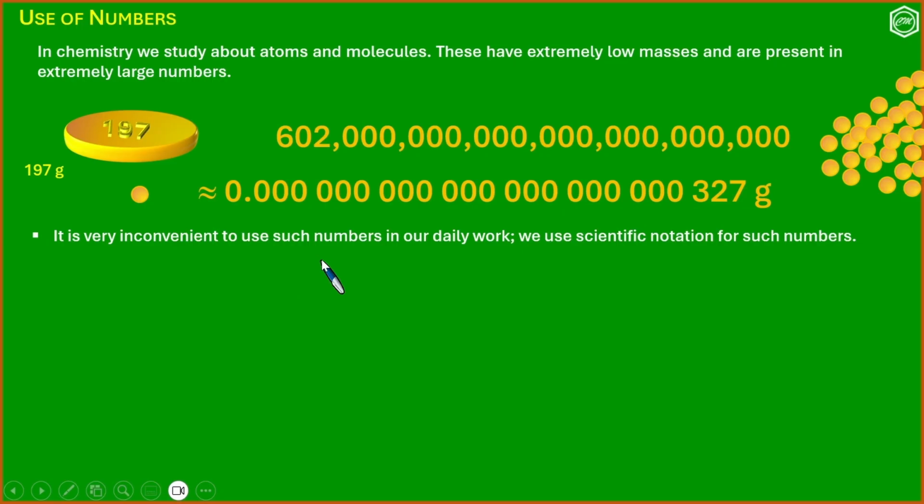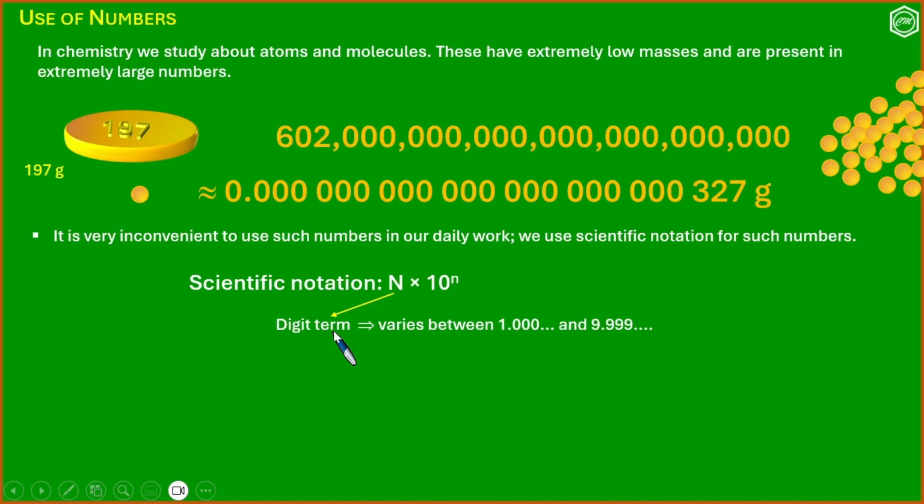To overcome this difficulty, we use scientific notation for such numbers. Scientific notation is an exponential notation in which any number can be represented in the form N into 10 to the power n, where uppercase N is the digit term and it varies between 1.00 etc. and 9.99 etc. Lowercase n, that is the exponent, and exponent may be either positive or negative.